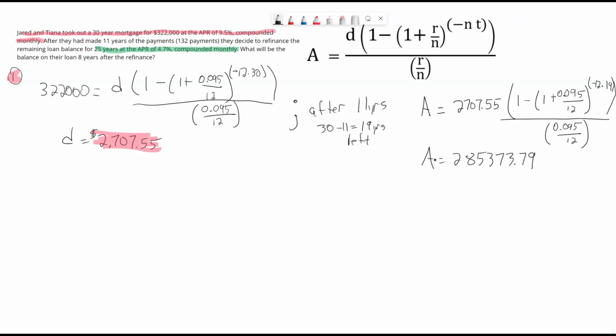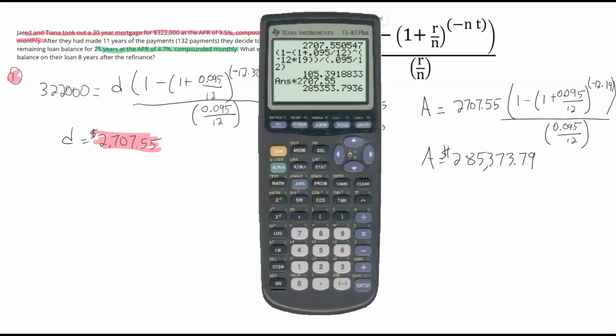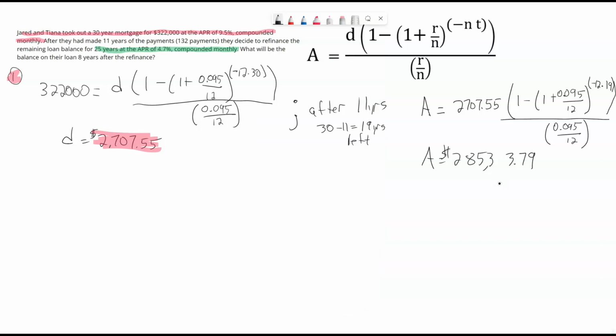285,373.79. Let me double check that. 285,353.79. Okay. Didn't think I remembered it, right? There we go. This is how much we still owe. So, this now is the value that we need to refinance. We need to borrow this amount from the bank.